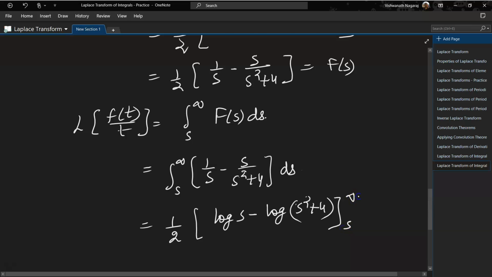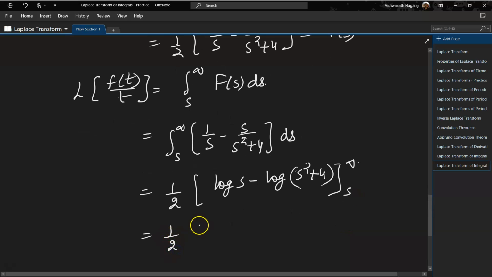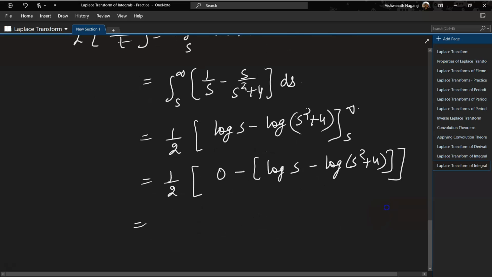from s to infinity. So 1 by 2, log of infinity is 0, so 0 minus, log of infinity again 0, so we can ignore this. Log of s as it is: log of s minus log of s square plus 4. So this becomes 1 by 2.